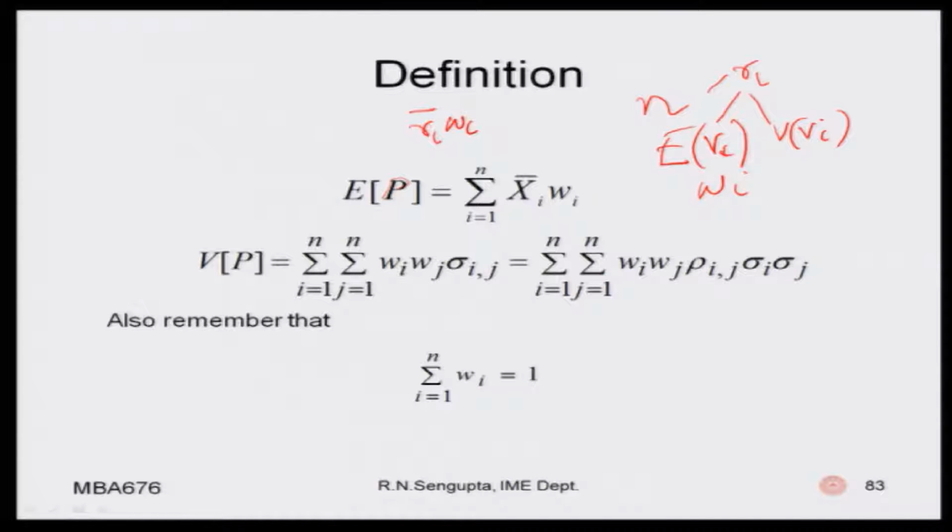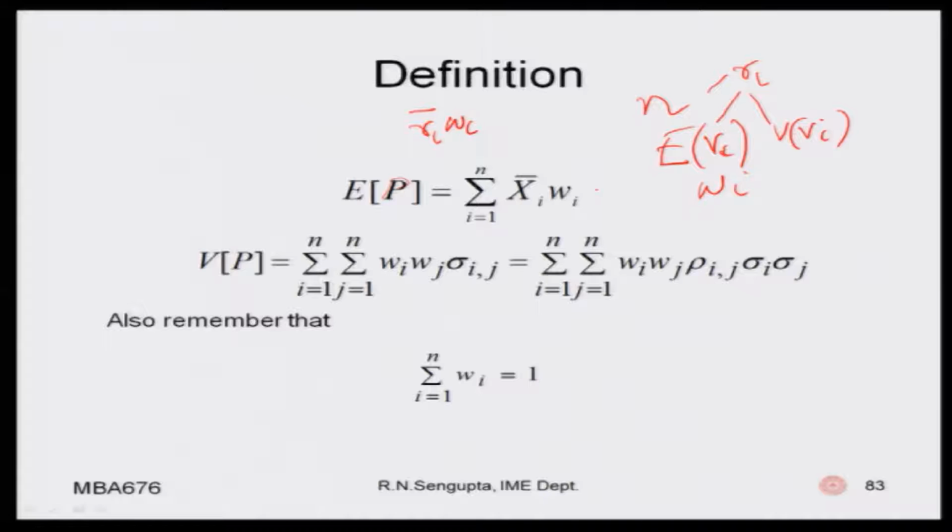So, given the information of the sample average, which is R bar, and the weights, which are Wi, W1, W2, W3, whatever you have, you will find out the overall return of the portfolio, the expected value of the portfolio, given by the summation of Ri into Wi.